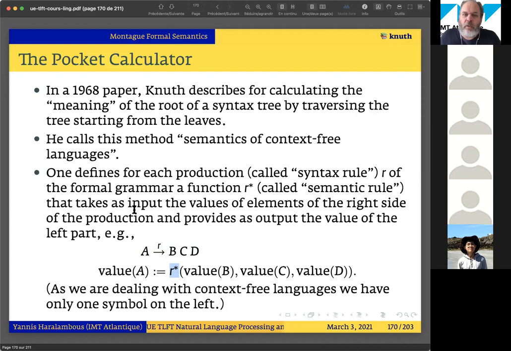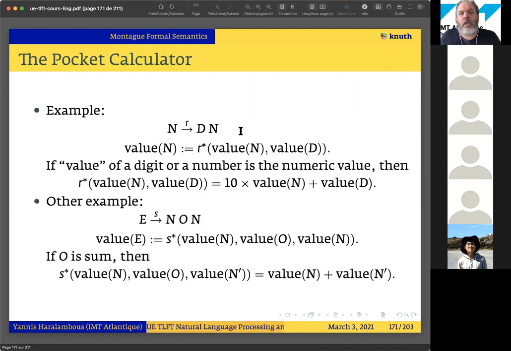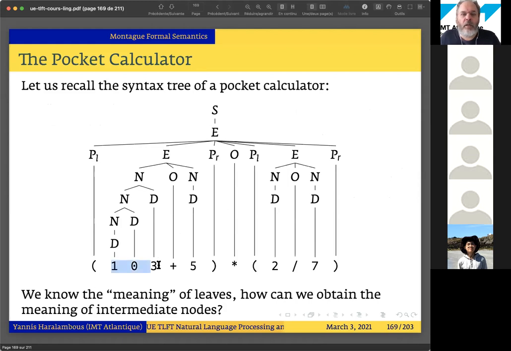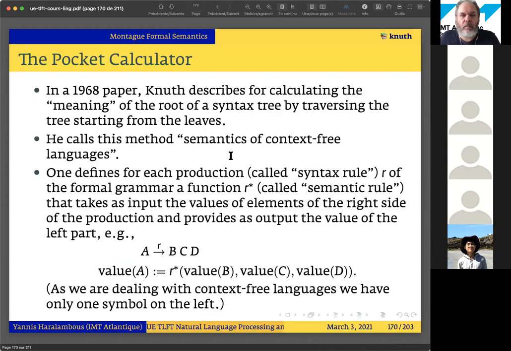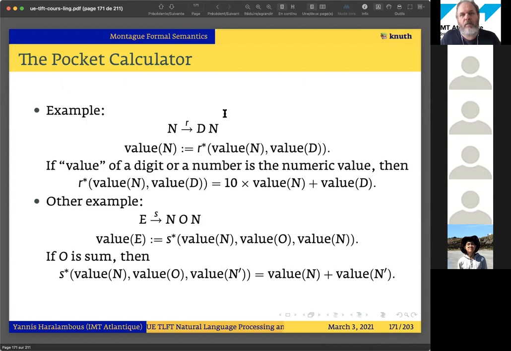In the case of the pocket calculator, take the rule that a number is a number followed by a digit. When I write 103, I have 1 and 0. The rule says that the 1 is multiplied by 10 and the 0 is added. So these two digits give me the value 10. And if I combine with 3, I get the value 103. So I'm always multiplying this part by 10 and adding this part. And this is exactly what is done here. Maybe I've written it the other way around: here I have ND. Sorry, it's ND.